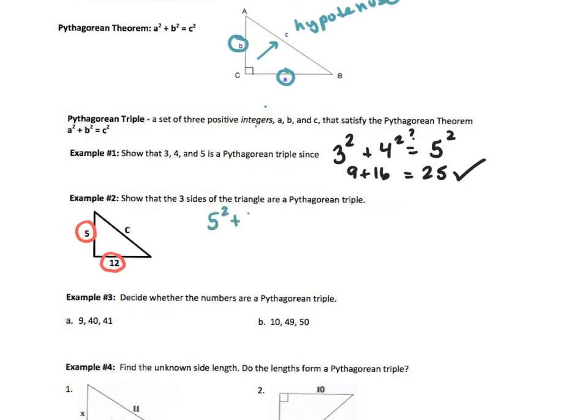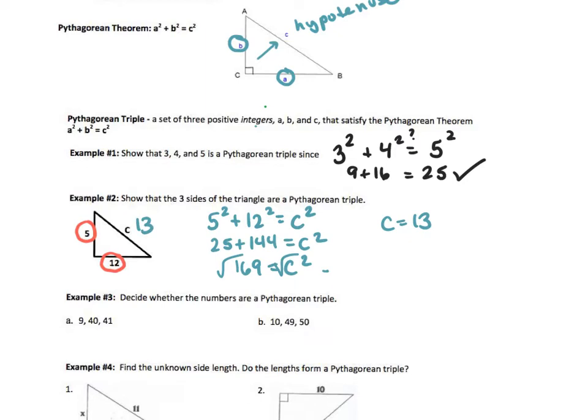So if I take 5 squared plus 12 squared equals the hypotenuse squared, that's 25 and 144 equals c squared. 25 and 144 are 169. So the square root of 169, c is 13. So 5, 12, and 13 is also a Pythagorean triple. 3, 4, and 5, and 5, 12, and 13 are probably the two most famous Pythagorean triples.